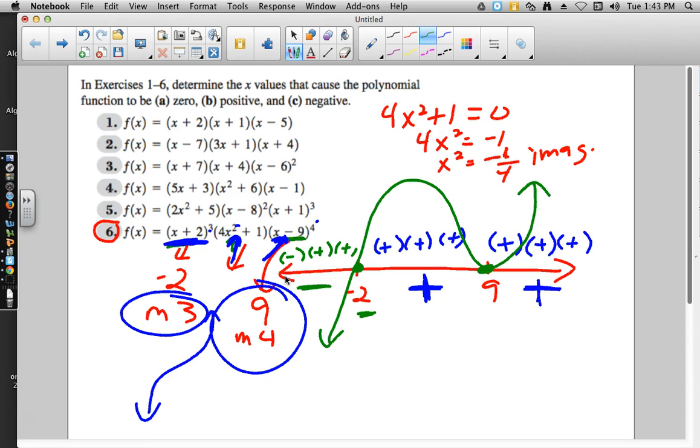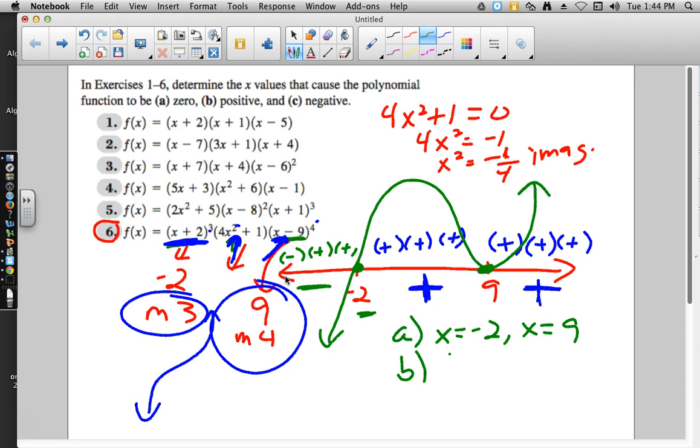They wanted to know for A, when is it 0? Well, that's our negative 2 and 9. So at x equals negative 2 and x equals 9. For B, they wanted to know when is it positive. Well, that would be above the red line that I have up there. Wherever our graph is above that red line.